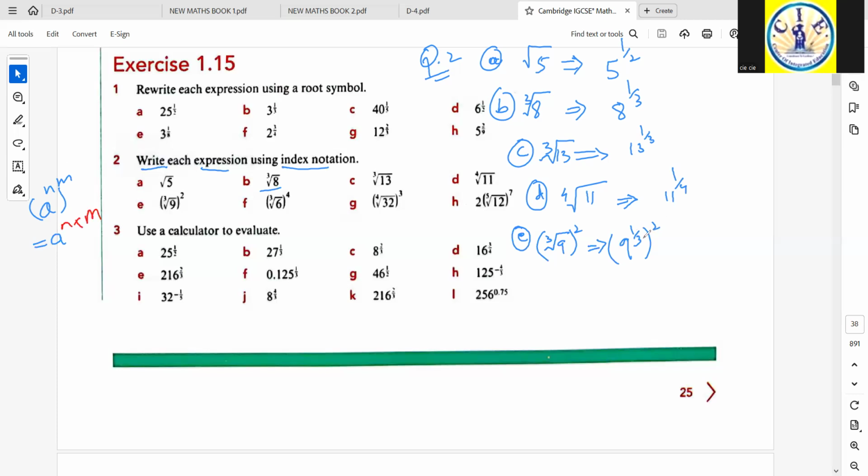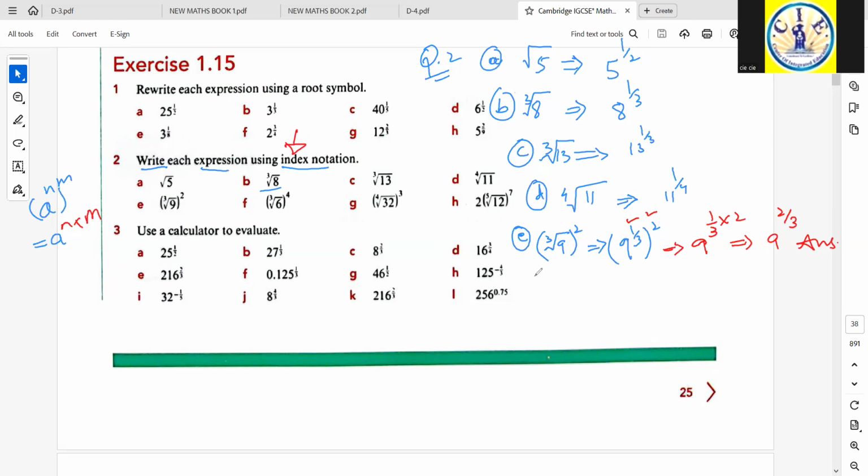So now one power is 1 by 3 and the other power is 2. So I need to multiply both of these powers, 1 by 3 times 2, which will give me 9 raised to power 2 by 3. Since no more simplification is required in this question, we just need to convert it in the index notation. So that is the answer. Had it been mentioned in the question to simplify it, it could have been simplified further.